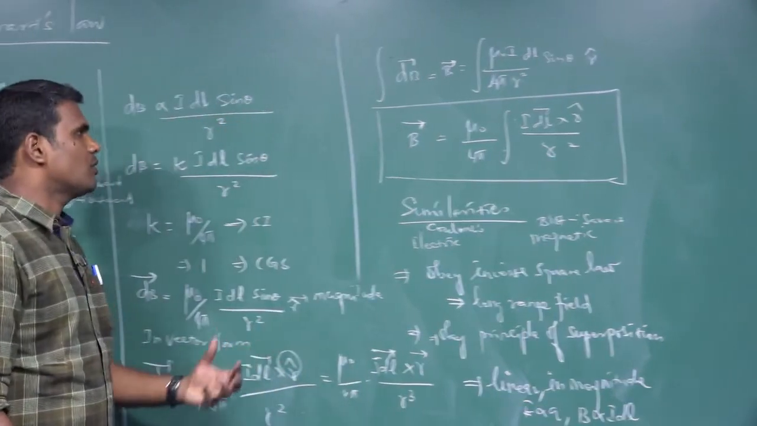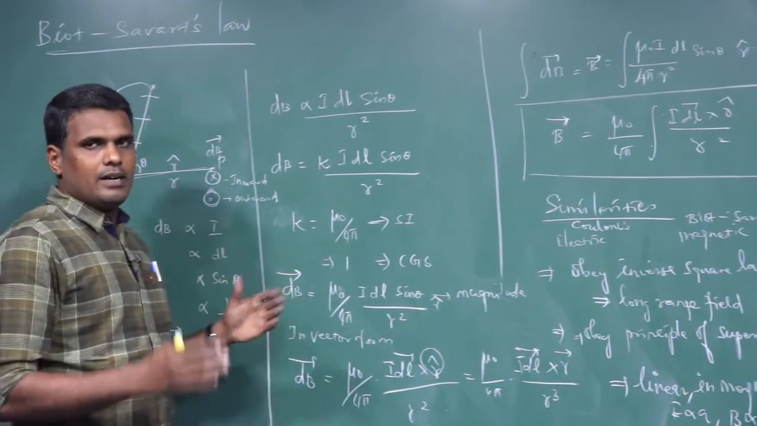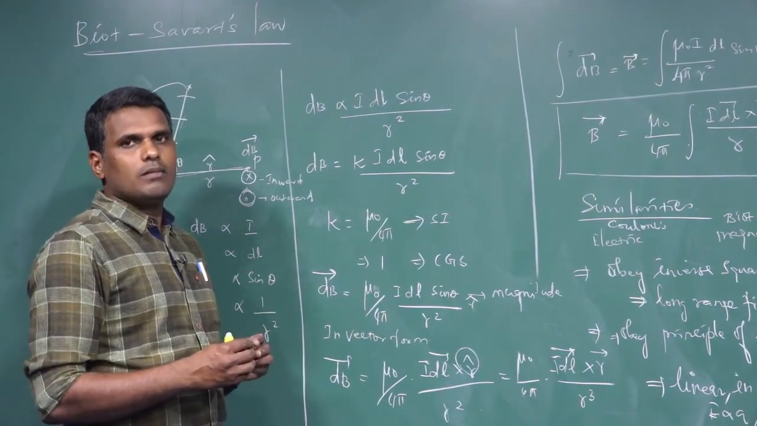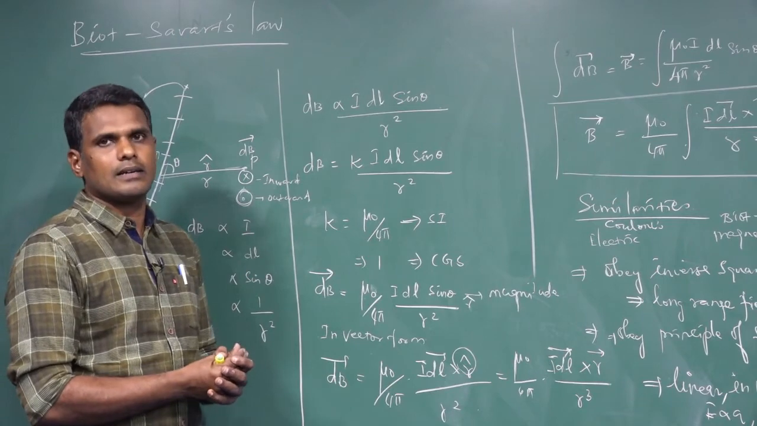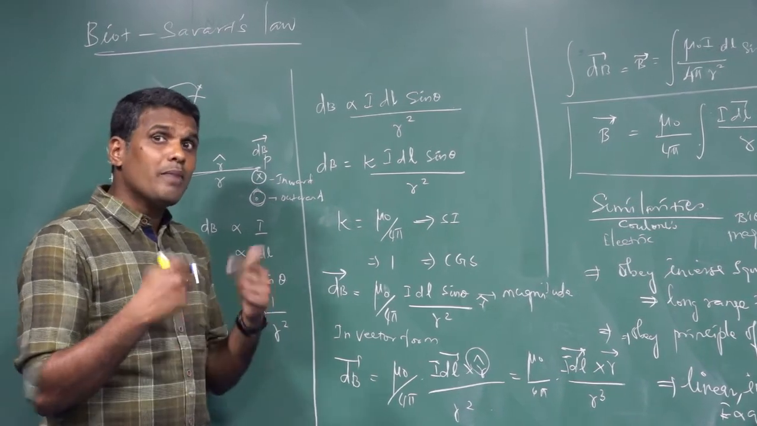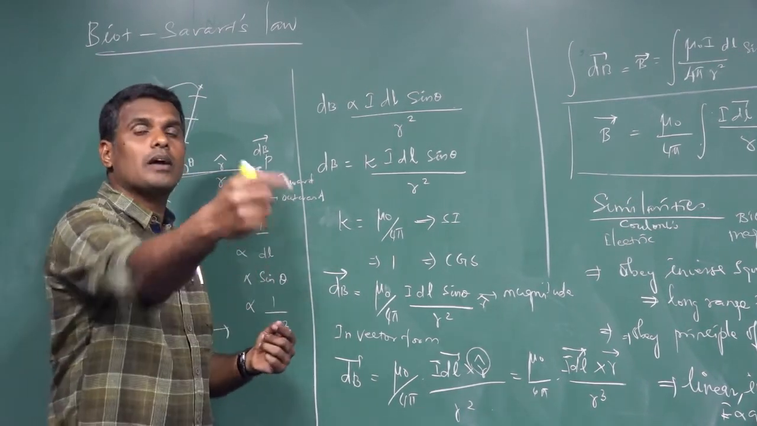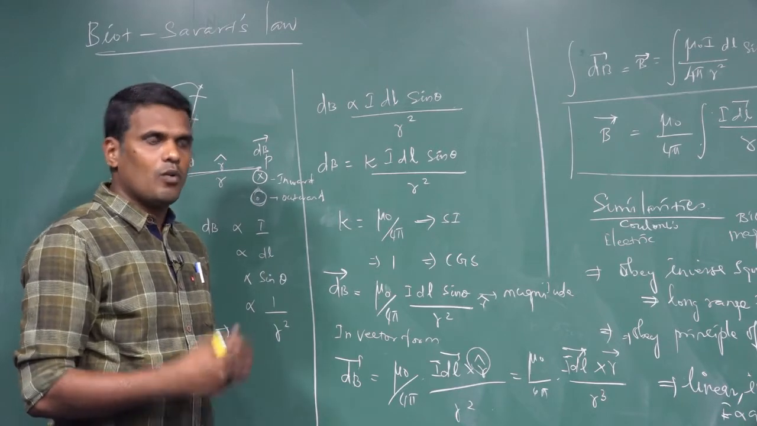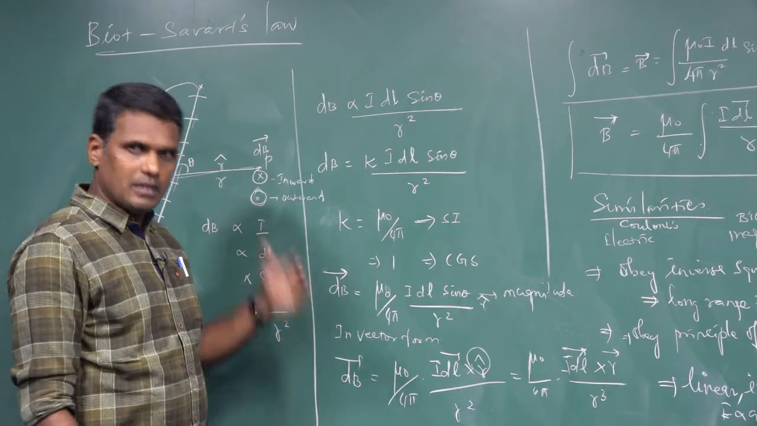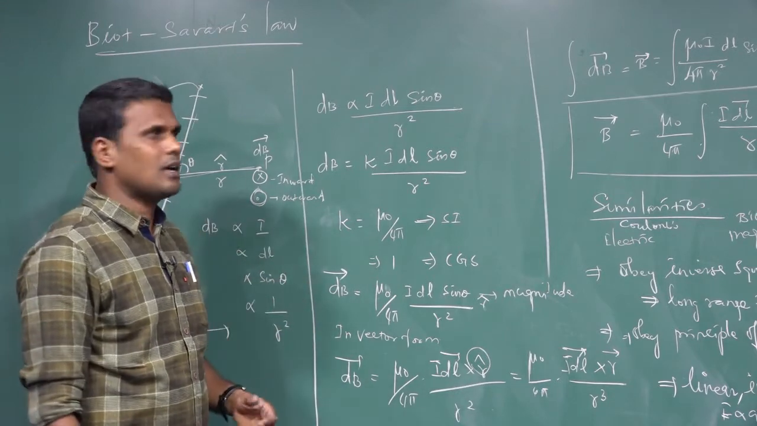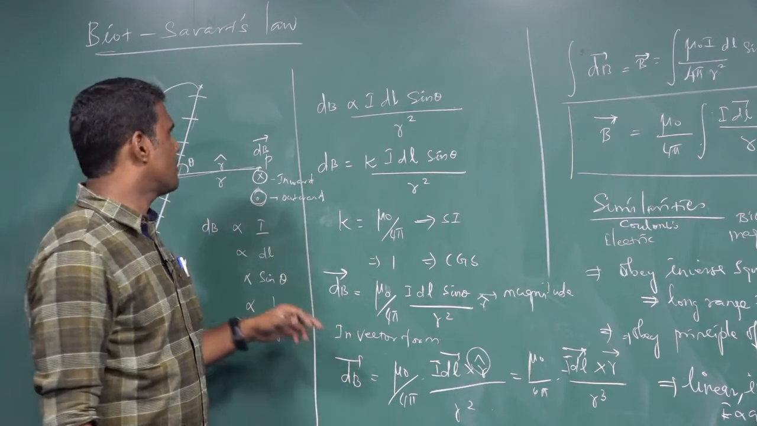So, to conclude, already in our study experiment, we studied that there is an existence of magnetic field around the current carrying conductor. Fine. What will be the magnitude of the magnetic field at different points from a current carrying conductor? What will be its direction? That was determined by Biot-Savart's law. That was studied by Biot-Savart's law. This is a quantitative expression.